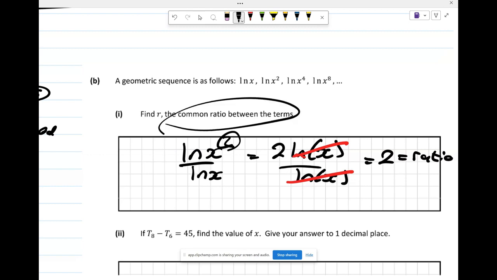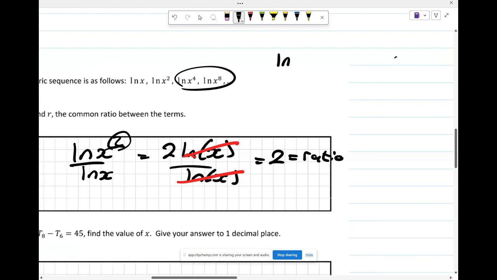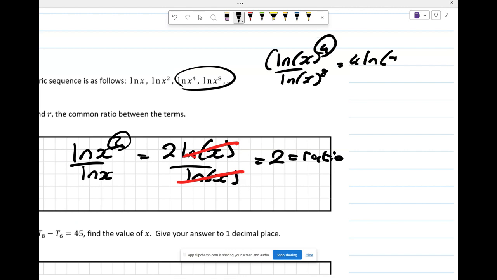Perfect, so that's the common ratio. Just to make sure, we could also check these ones. So ln x to the power 4, ln x to the power of 8. That's the same as bringing these down here. So 4 ln x, 8 ln x. Sorry, should we do it the other way around? 8 up here and 4 down here.